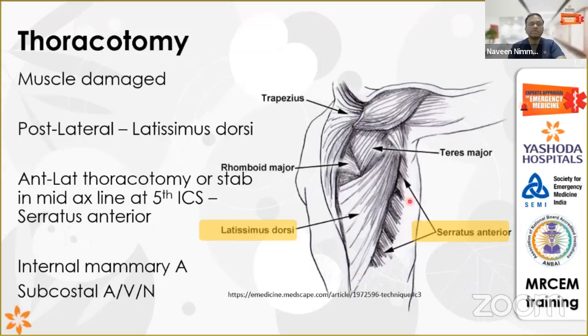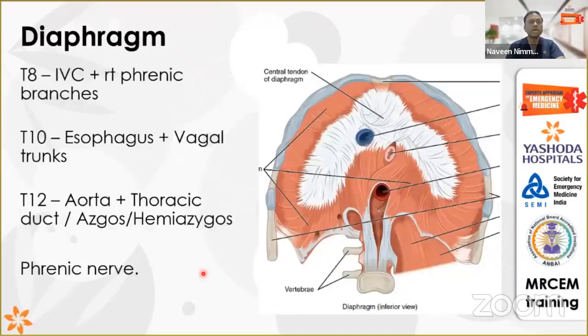Diaphragmatic openings, again, one of the favorite topics for the examiners. They will ask you the levels: T8, T10, T12 thoracic vertebral levels. T8 is where the inferior vena cava and right phrenic branches go. This is the vena cava opening. T10 is the esophagus and vagal trunks. T12, the aorta, azygos and hemiazygos. This diaphragm is supplied by the phrenic nerve. Sometimes they will tell you half of the diaphragm is flattened. That means there is a paralysis of that side phrenic nerve.